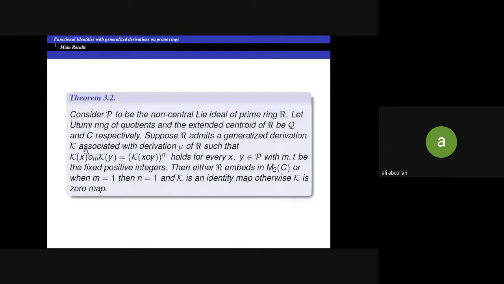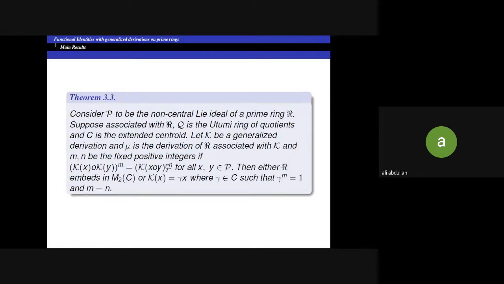For instance, for the functional identity of this type, we have given the conclusion that either R embeds in M2 over C, or when m equals 1, then n equals 1, and K is the identity map, otherwise K is the zero map. Similarly, we have studied this functional identity, wherein we found out that either R embeds in M2 over C, or Kx equals gamma x, where gamma is a member of the extended centroid C, such that gamma raised to the power m equals 1 and m equals n.